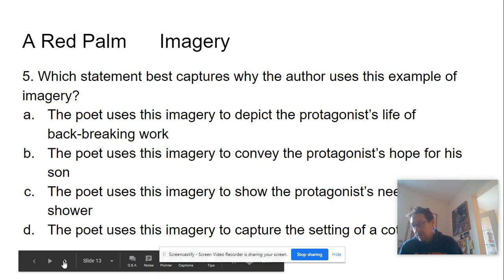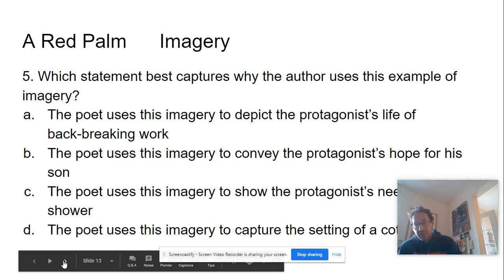So backbreaking work, certainly on a farm, that's a possible answer. "The poet uses this imagery to convey the protagonist's hope for his son." Okay, we certainly have the son come into the poem, but the imagery that we're talking about, we don't really hear much about what he hopes for his son, but I would say that's a thoughtful answer. And I'm not eliminating the first two. I see possibilities in them.